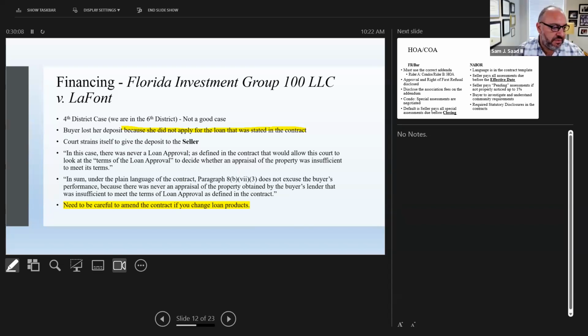Tammy is asking if the buyer wants to change the financing type, can they do so? They need an addendum. It's an amendment, Tammy, but I would do an amendment to protect the deposit. Exactly.